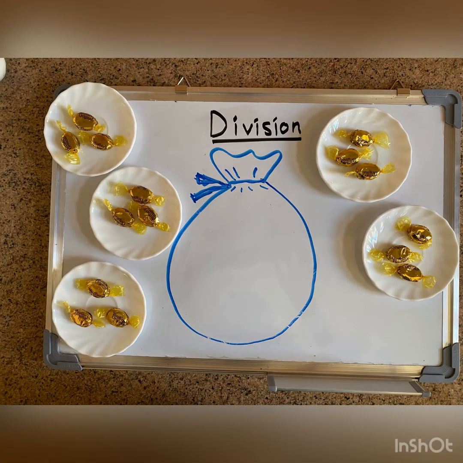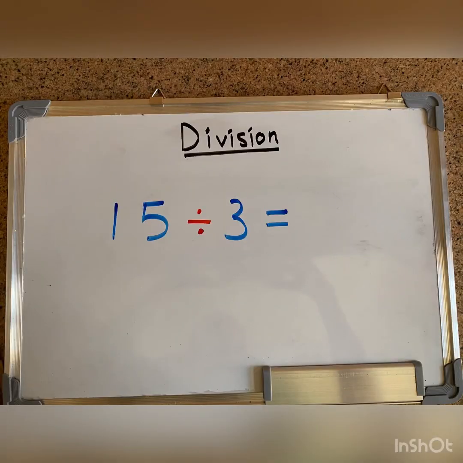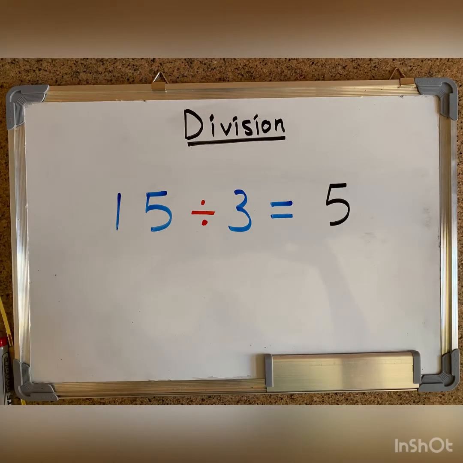Now the bag is empty. Let's count the plates and see how many we have. 1, 2, 3, 4, 5. 5 plates. Now we're going to write it down into an equation. We have 15 candies. We divided them by 3. How many groups did we get? We got 5 groups. Good job.